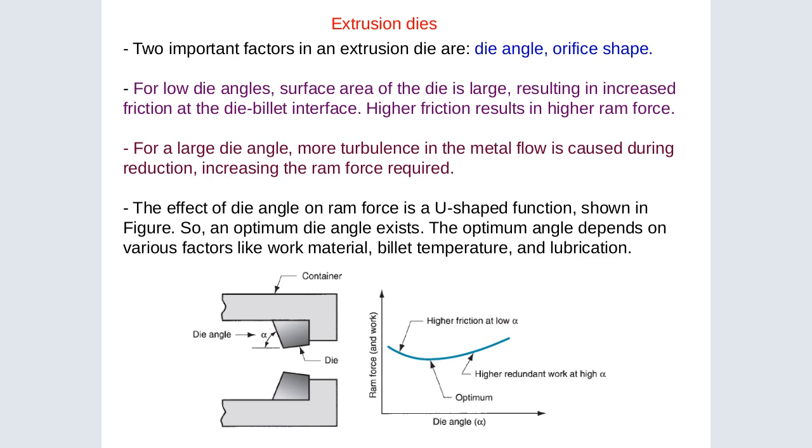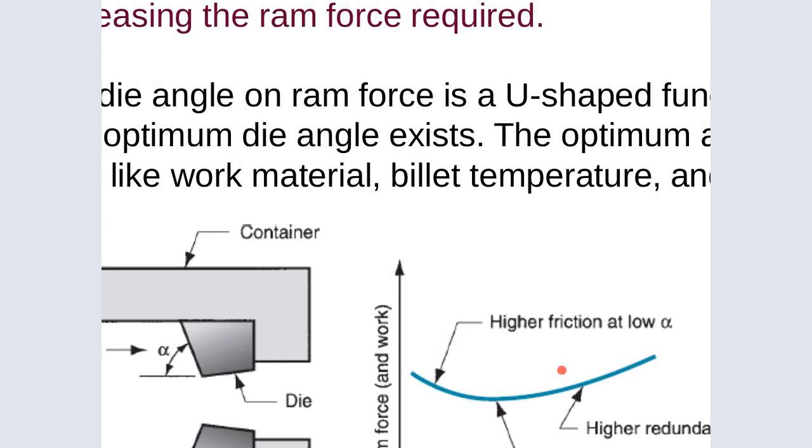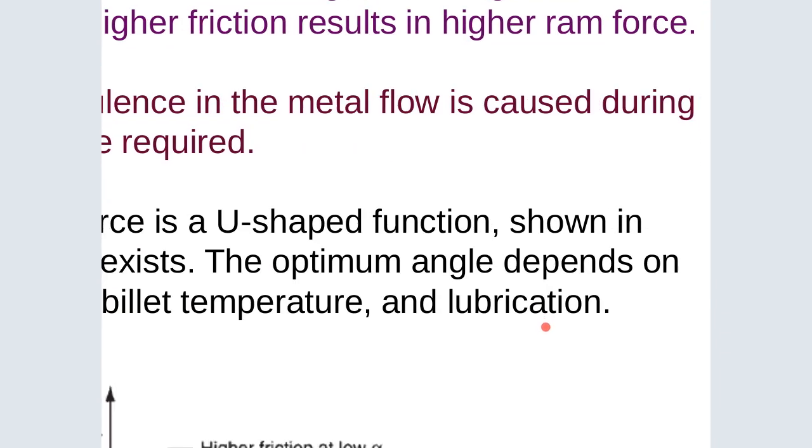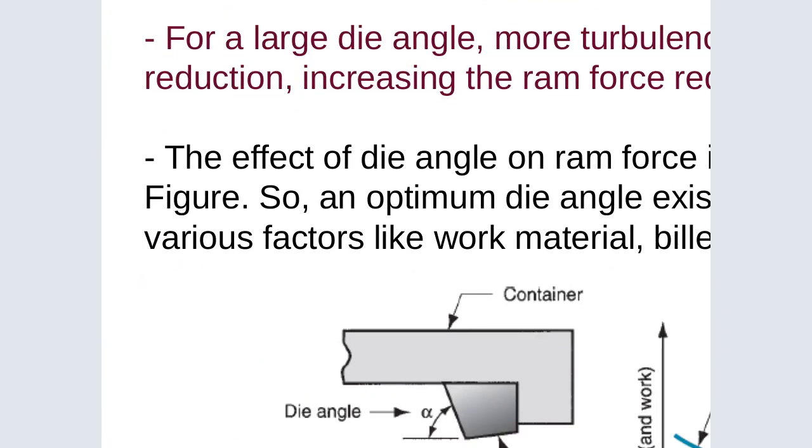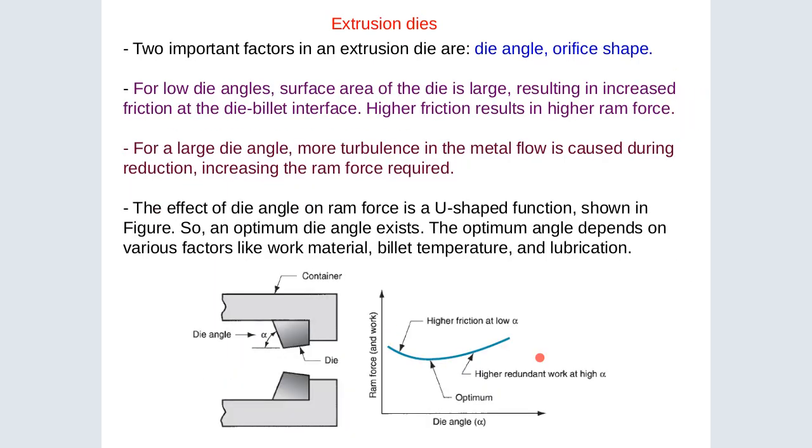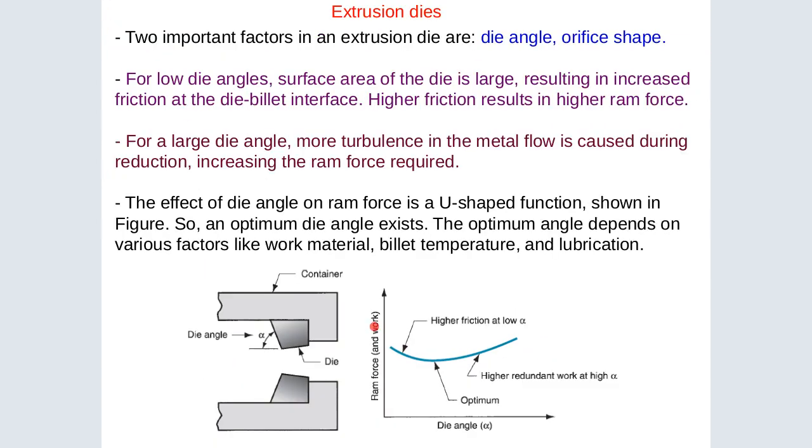In extrusion dies, two important factors are the die angle and the orifice shape. For low die angles, the surface area of the die is large, resulting in increased friction at the die-billet interface. The higher friction results in a higher ram force. For a larger die angle, more turbulence in the material flow is caused, and during reduction, increased ram force is required.